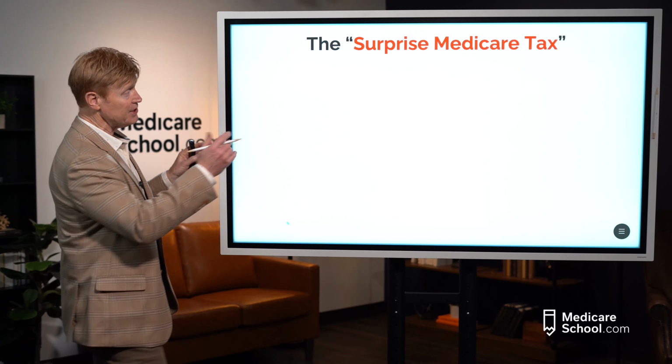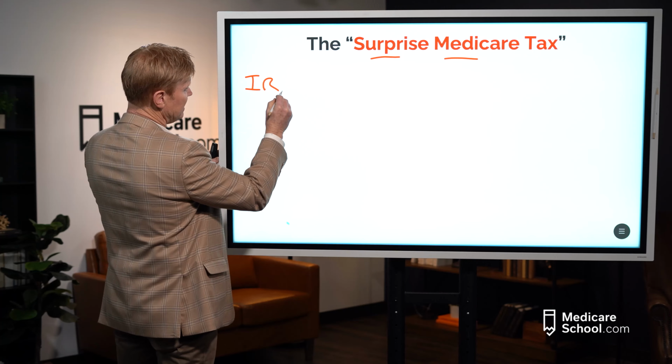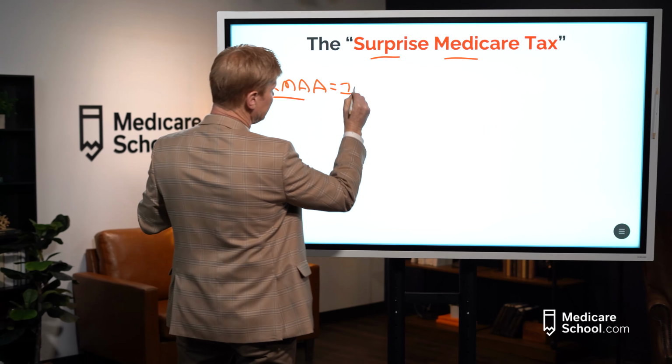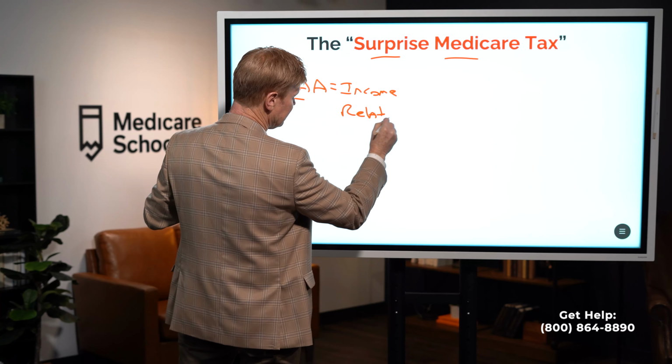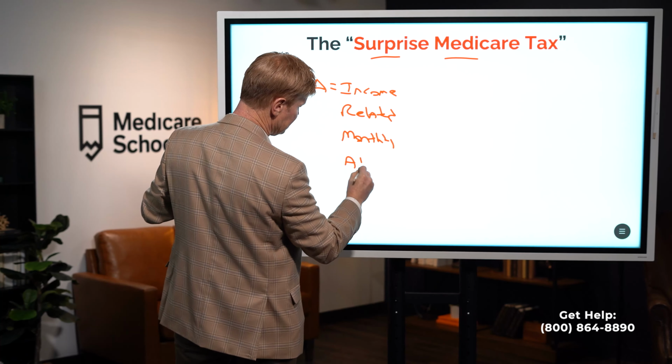This surprise Medicare tax is actually an acronym called IRMAA, and this stands for Income Related Monthly Adjustment.